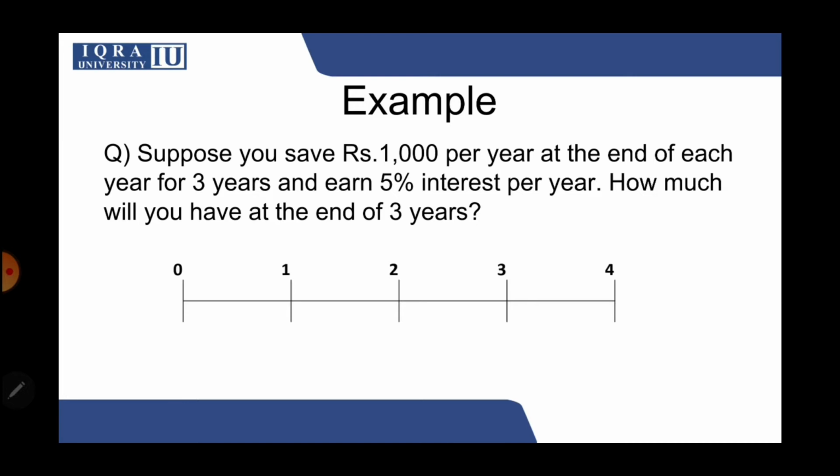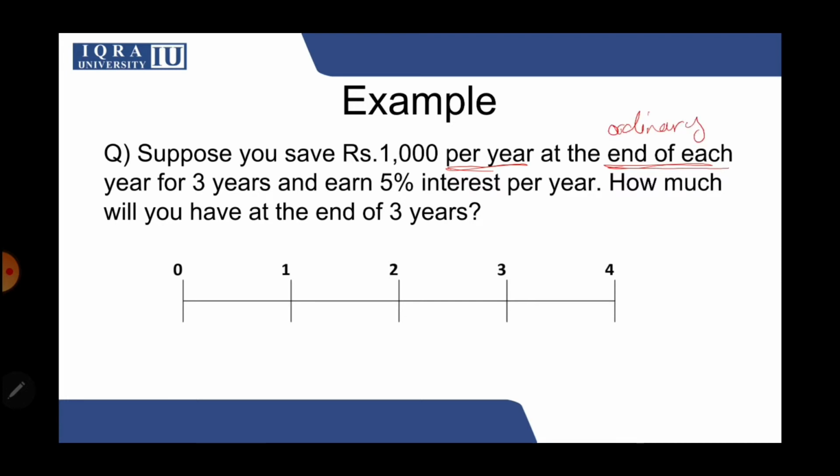So again, how can you differentiate whether this is an annuity or a single cash flow? Look for the words per year. Per year का मतलब होता है हर साल कोई चीज़ हो रही है. So it's repetitive. Suppose you save 1000 per year. So you're going to save 1000 every year and you're saving it at the end of each year. So this is telling you that this is an ordinary annuity.